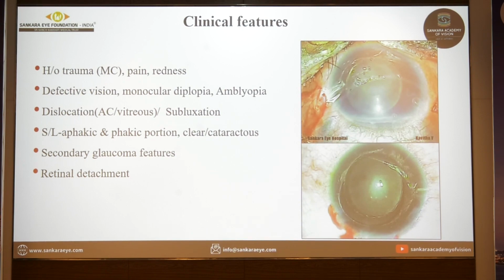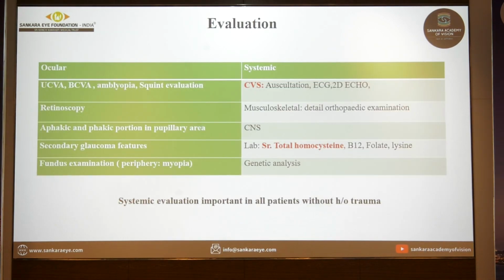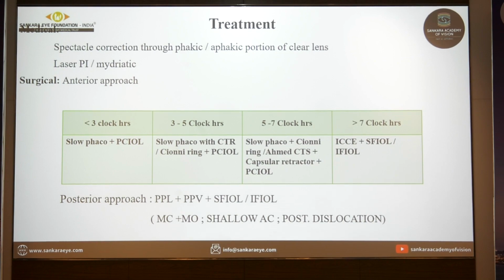We also need to keep in mind the predisposing factors for retinal detachment in these syndromes. Yet another factor is the systemic evaluation, which is very important in all patients without history of trauma. Cardiac evaluation and, in my personal experience, evaluating for homocysteine, so these children are likely to get thromboembolic phenomenon during general anesthesia, which we have seen. So spectacle correction, as I said, through the phakic or aphakic portion. I would prefer, if the child is getting good vision, just defer surgery.